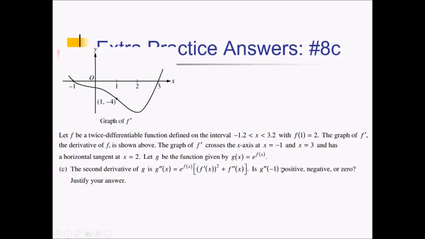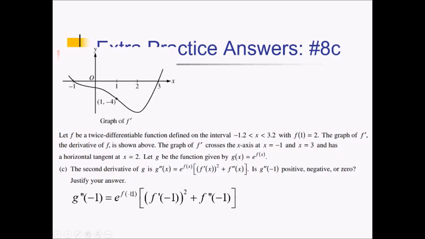Okay, so we already know what g double prime of x looks like. Let's just plug negative 1 into all of this. So we have e to the f of negative 1 times, this is going to be f prime of negative 1 squared plus f double prime of negative 1. Negative 1 plugged into all these places. And we don't even need to figure out what this comes out to numerically. We just need to know if this whole thing is positive, negative, or 0. What could be harder, right? Or what could be easier?